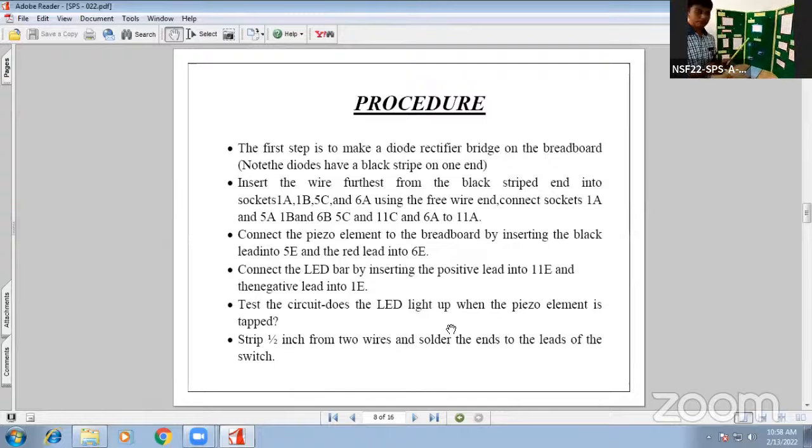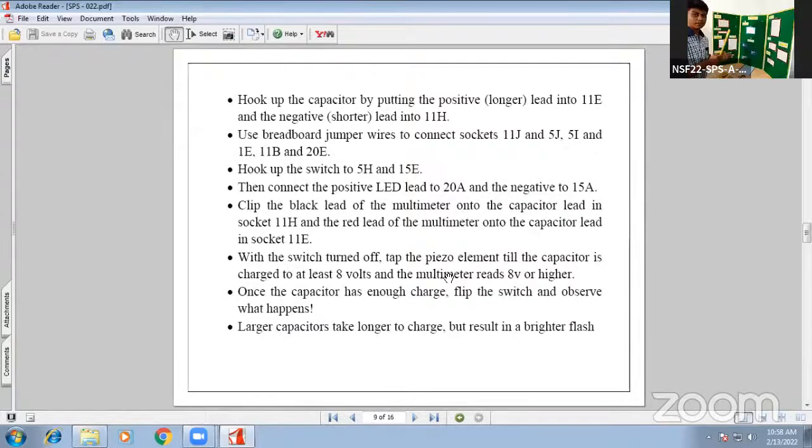Then hook up the capacitor by putting in the positive and negative leads. Use breadboard jumper wires to connect sockets 11J and 5J. Hook up the switch to 5S and 15E. Then clip the black lead of the multimeter onto the capacitor lead in socket 11H and the red lead of the multimeter onto the capacitor lead in socket 11E. Then, with the switch turned off, we should tap the element until the capacitor is charged to at least 8 volts and the multimeter reads 8 volts or higher.